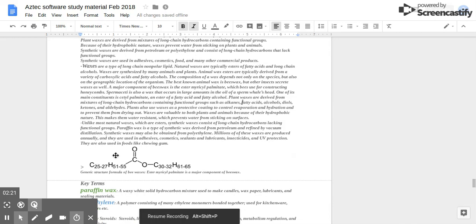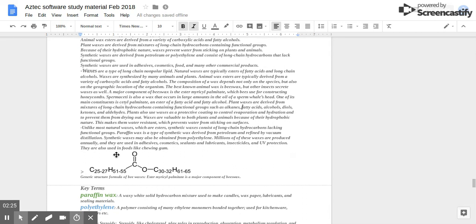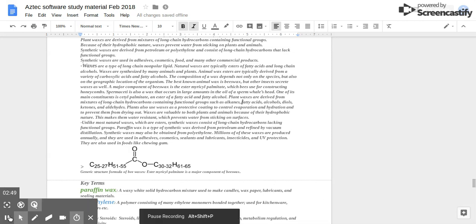Key terms: paraffin wax is a waxy white solid hydrocarbon mixture used to make candles, wax paper, lubricants, and sealing materials. Polyethylene is a polymer consisting of many monomers, hence it's a polymer, bonded together, used for kitchenware and containers, etc.